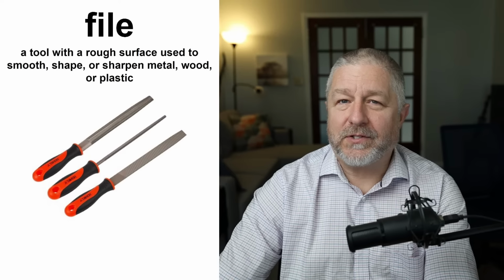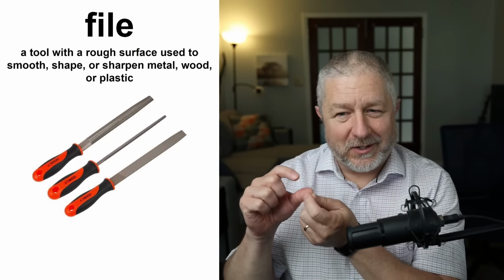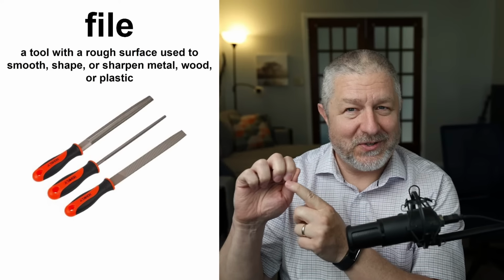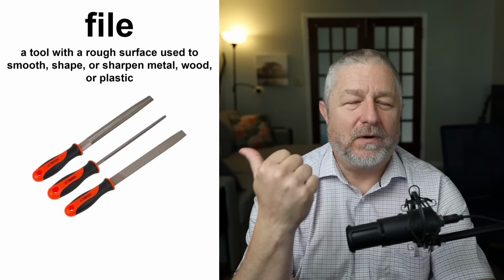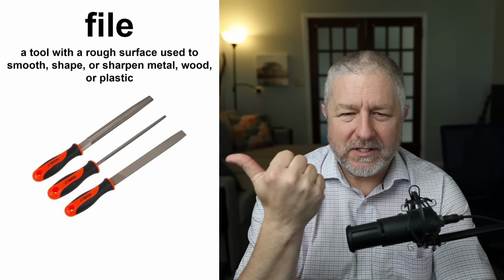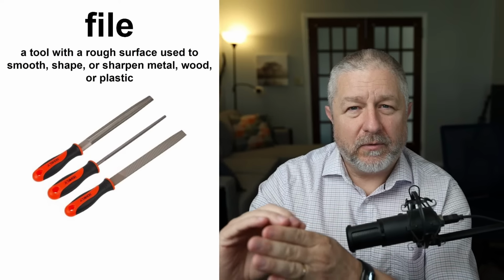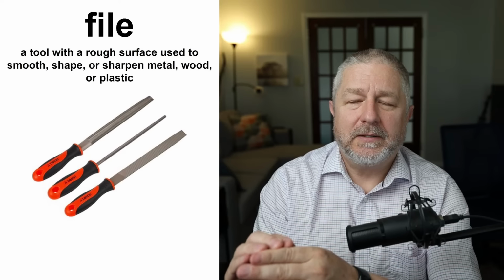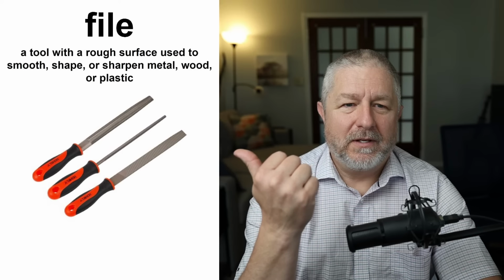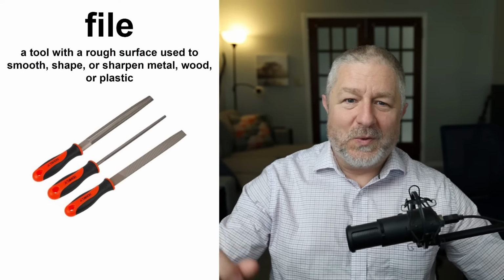A file, a tool with a rough surface used to smooth, shape, or sharpen metal, wood, or plastic. If you have fingernail clippers, there might actually be a little file inside of the fingernail clipper that you can use to file your nails. But these files are used for filing wood or metal or plastic. So the blade isn't smooth, it's very rough. And so when you push it along a surface, it removes a small part of that surface. In some ways, it's a little bit like sandpaper, which you would use to smooth something off. So a tool with a rough surface used to smooth, shape, or sharpen metal, wood, or plastic.